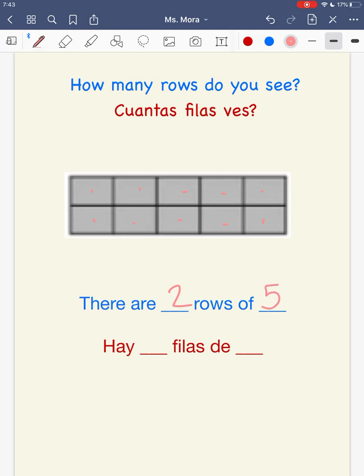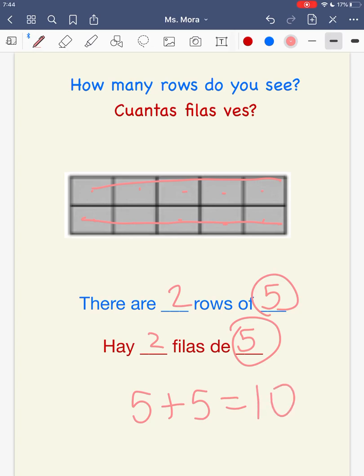Okay, aquí hay 2 filas. Aquí está la fila de arriba y la fila de abajo. Y hay 5 cuadros en cada fila. Entonces hay 2 filas de 5. And then the repeated addition sentence, since we're adding the number inside each row, it's 5 plus 5 equals 10. Ok, guys, mi suma repetida es 5 más 5 es igual a 10 porque hay 5 cuadros en cada fila.